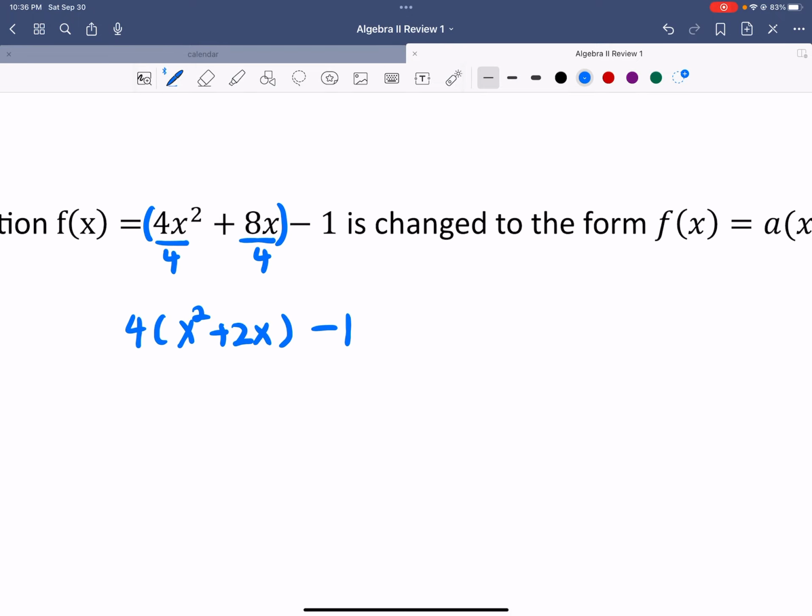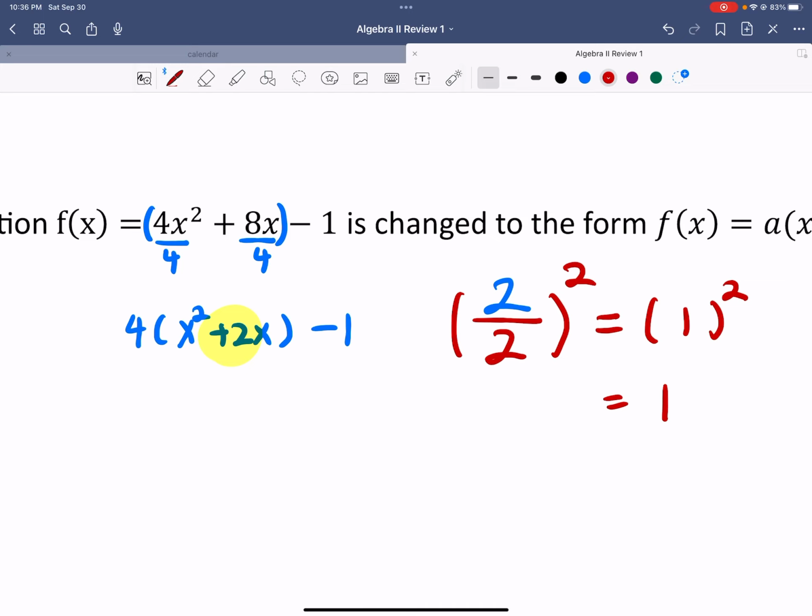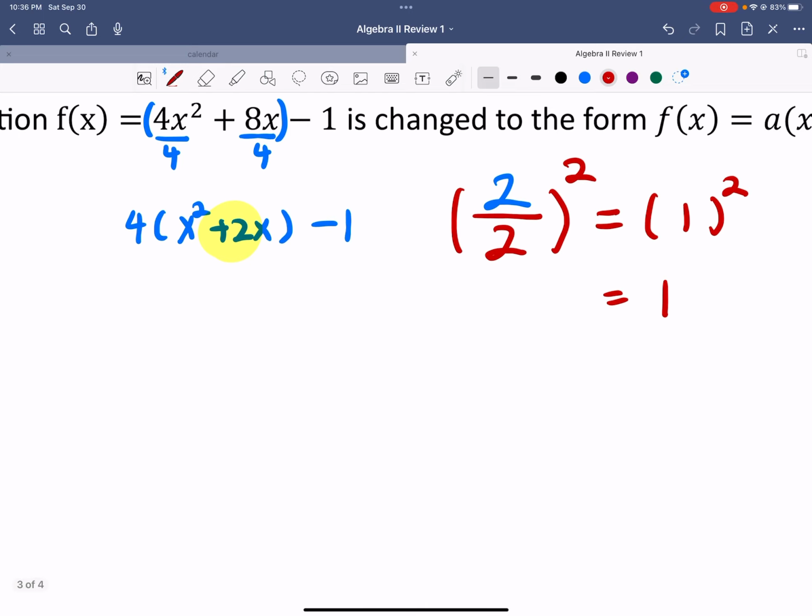And after this, you have to use this middle number. What you're going to do is divide this number by 2, always divide by 2, and then square it. So 2 divided by 2 is 1, and 1 squared is going to be 1, because 1 times 1 is 1, not 2. So x squared plus 2x. With this 1, I'm going to add and subtract it like this. Very easy.